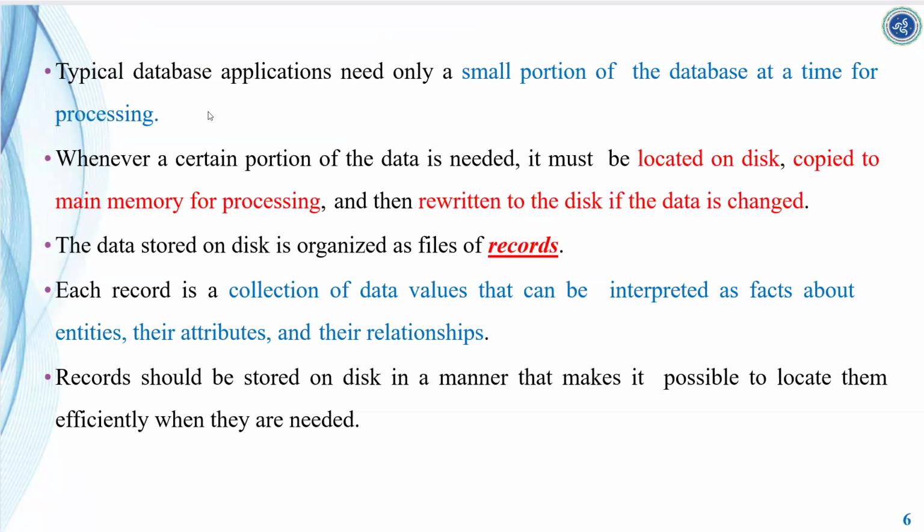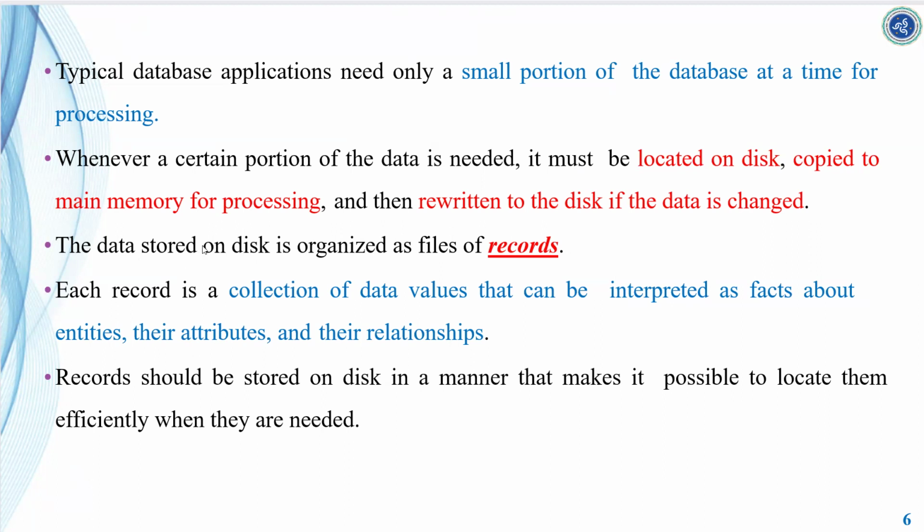So typical database applications need only a small portion of a database at a time. Okay, so the entire record is not needed. Here, we allocate the particular block of data, the portion that is required for access, and that portion will be copied to the main memory. If some changes have been made, then we rewrite this particular block of data back to the disk.